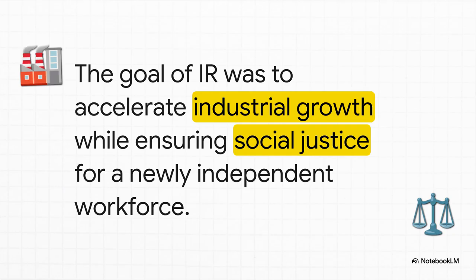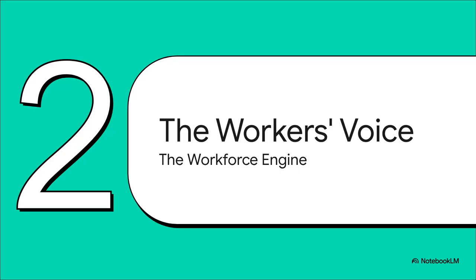For India, especially right after independence, this wasn't just some textbook theory. It was a national priority. On one hand, the country had to industrialize and grow, like yesterday. But on the other hand, there was this really deep commitment to social justice and protecting its workforce. So this whole IR system was designed with that tension baked right in, to chase rapid growth and ensure fairness at the same time. All right, let's get our hands dirty and start putting this machine together.